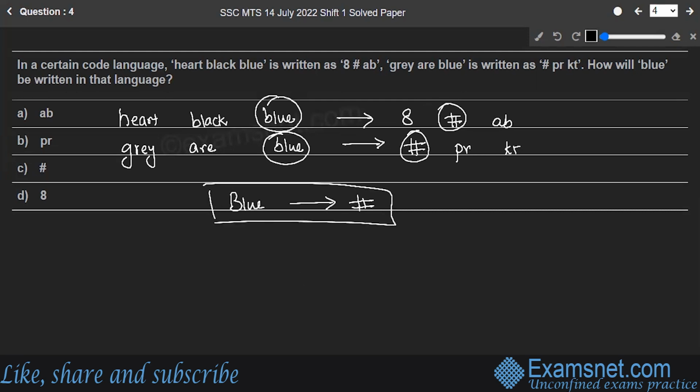Right? Hope you're clear with this. Option C is the correct answer to our question. Let's move to the next question, number 5.